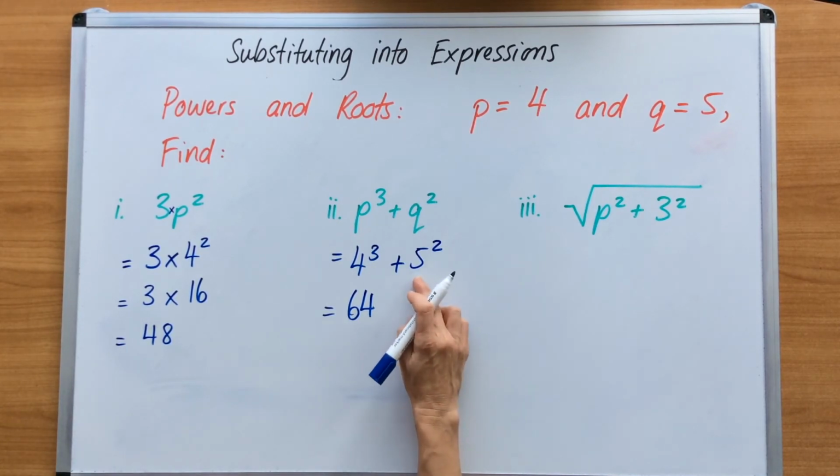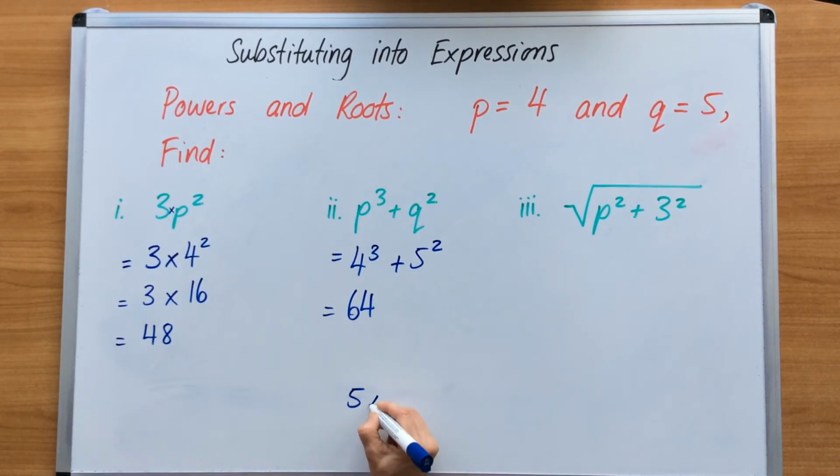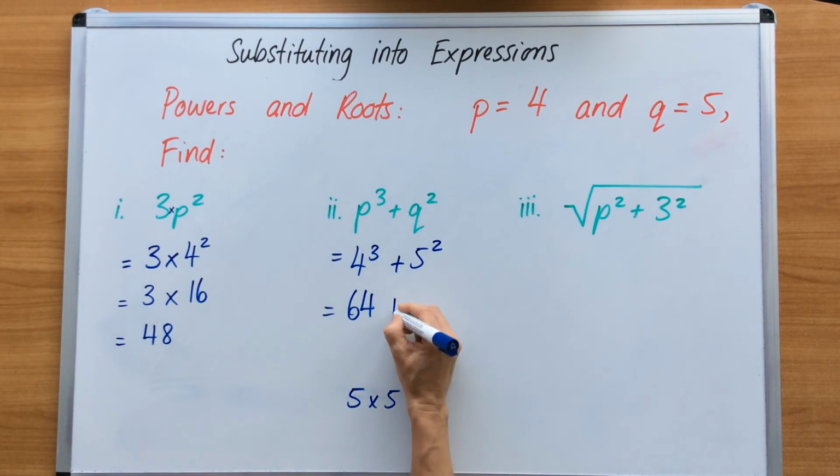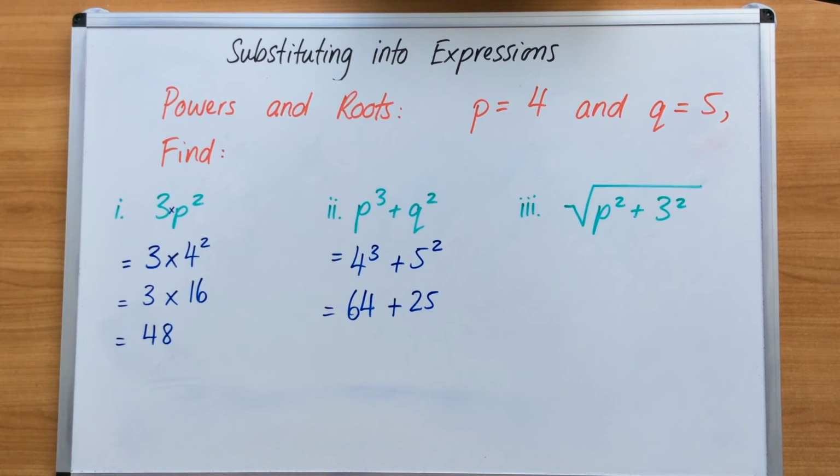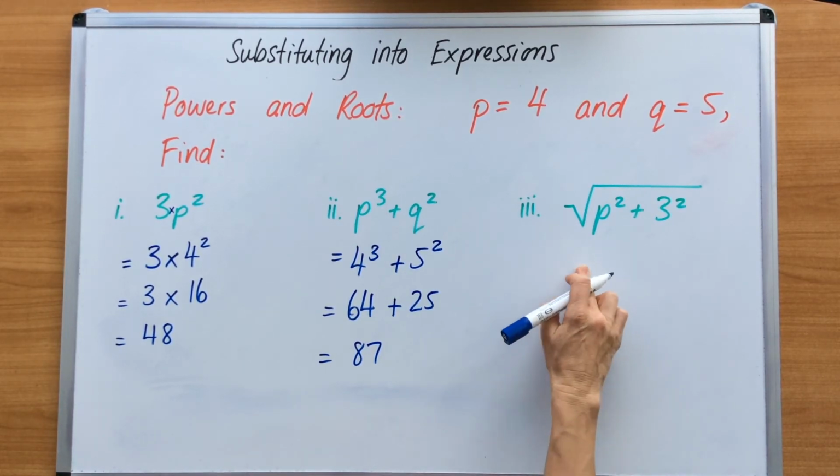And we look at this one here, 5 to the power of 2, which really means 5 times 5. So we add that on and that is 25. Okay, so now we add these two together. 64 plus 25 equals 87. Moving over here to the square root powers.